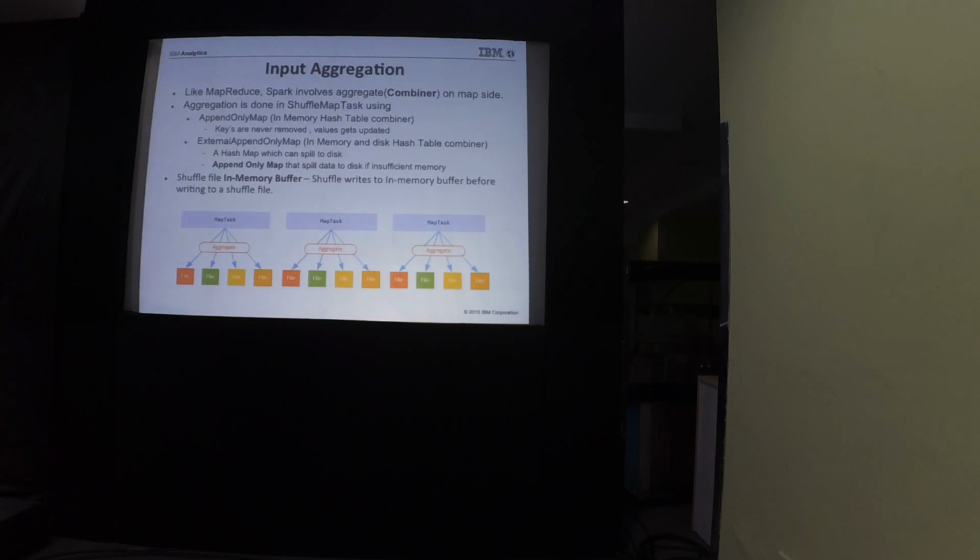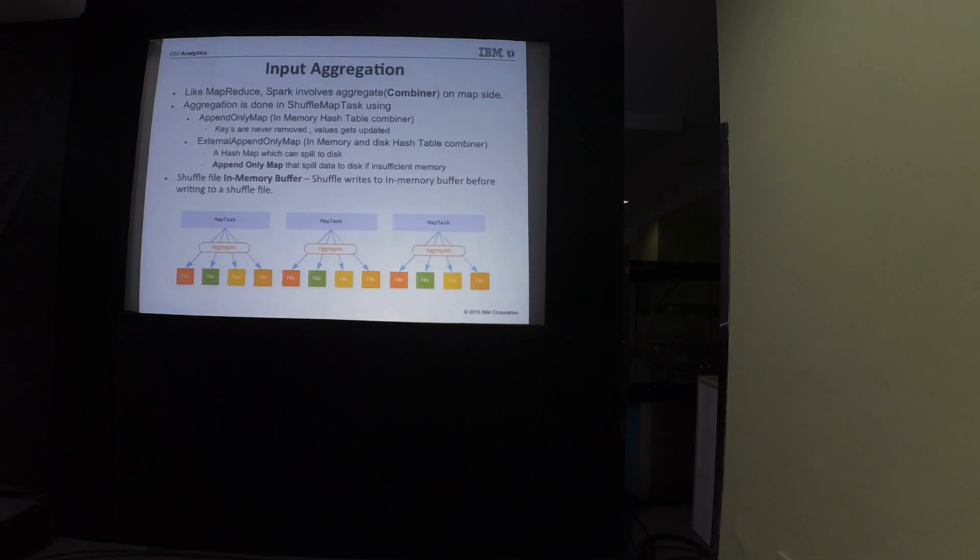So basically in shuffle you are merging your data for similar partitions. If data is in memory, these two maps are nothing but hash tables. Only thing is they are appendable hash tables, so you can update a value for a key. Let's say till now count was 5, you are adding 2 more, now it will be 7. Like that. External append only map is a hash table which can spill into disk.